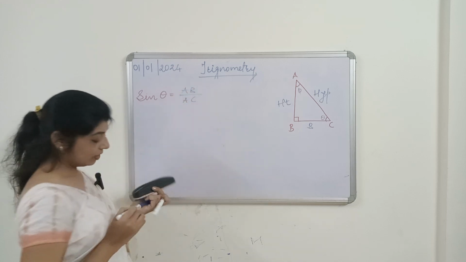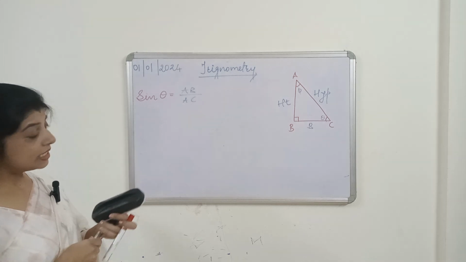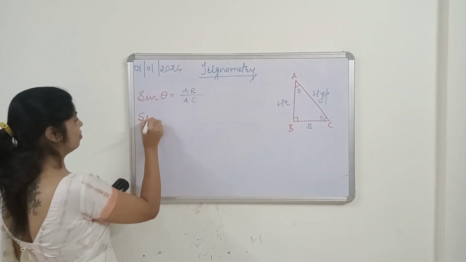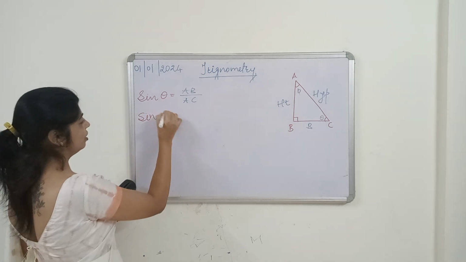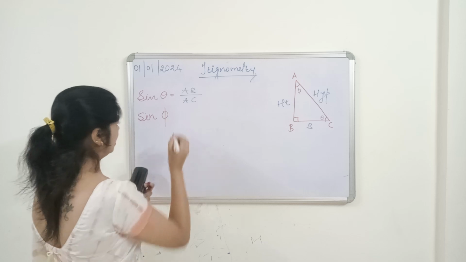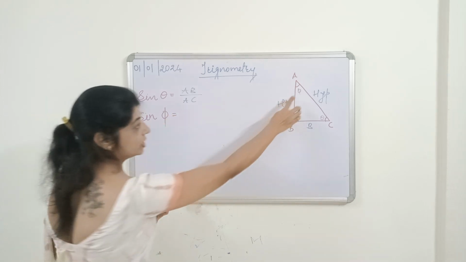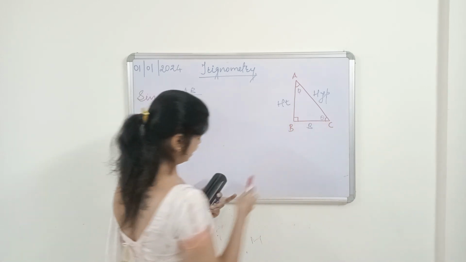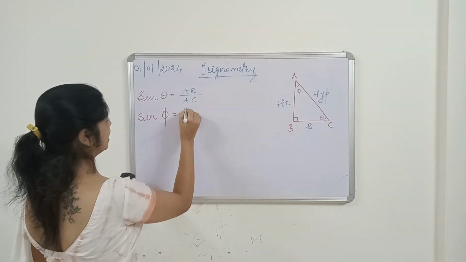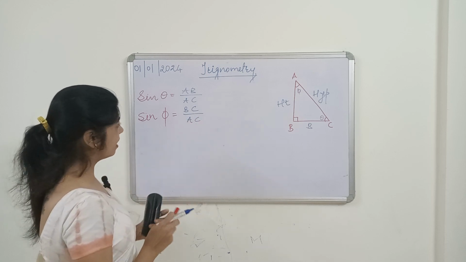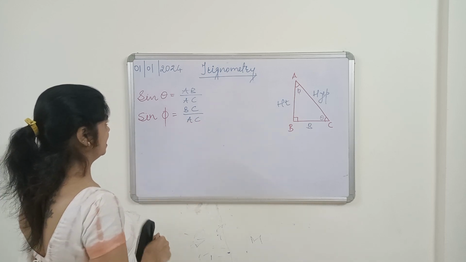Now similarly, if I go for sine phi, no doubt I would write the sine ratio only, but not for angle theta, for angle phi. How does it change? Look here. Now this is sine phi. So what is the opposite side of this angle phi? It's side BC and hypotenuse AC. Can you make out the difference between this?